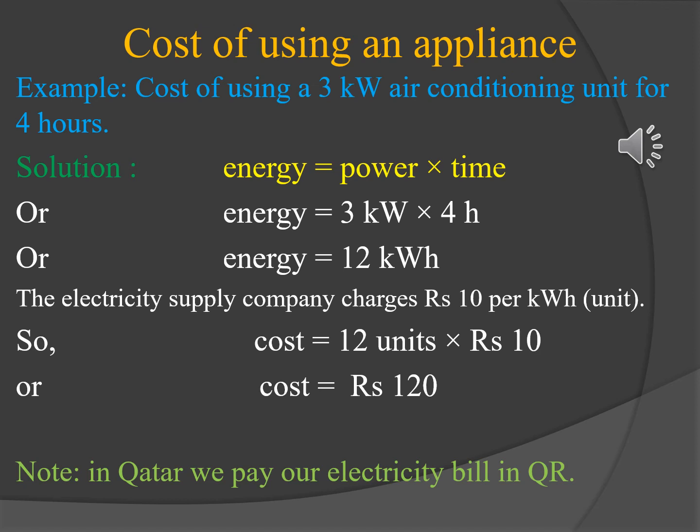The electricity supply company charges rupees 10 per kilowatt-hours, or unit. So, cost is equal to 12 units multiplied by rupees 10, or is equal to rupees 120. Dear students, this is electricity bill in Pak currency, but here in Qatar, we pay our electricity bill in Qatari rial. I hope you have understood this question.